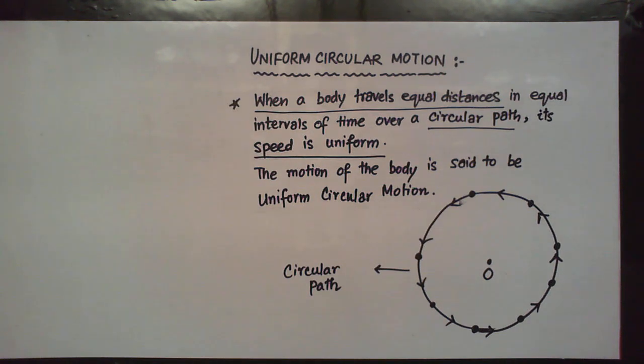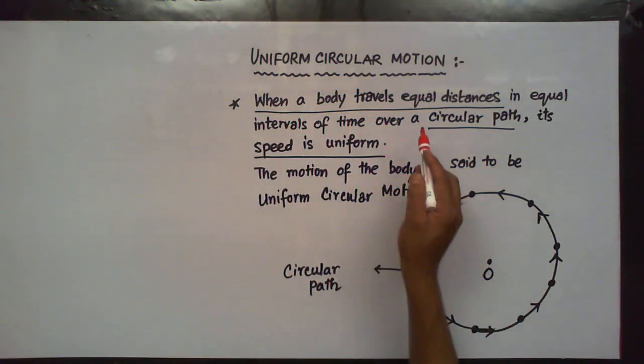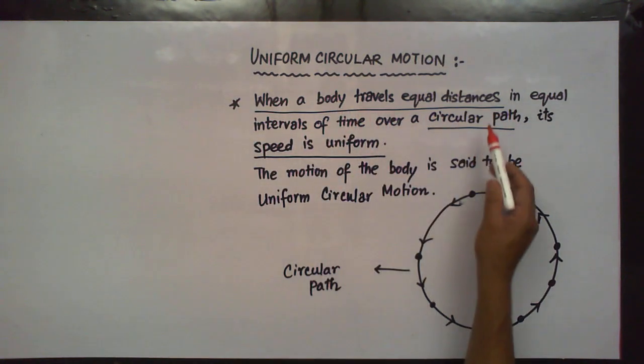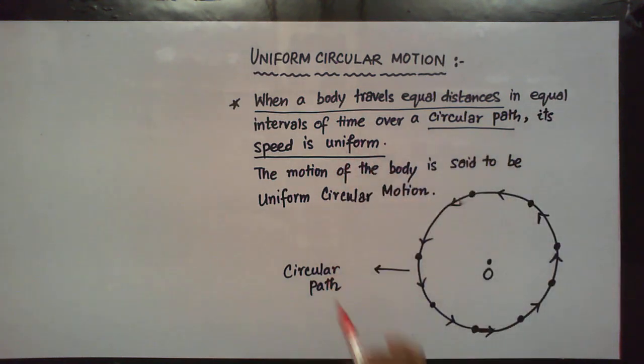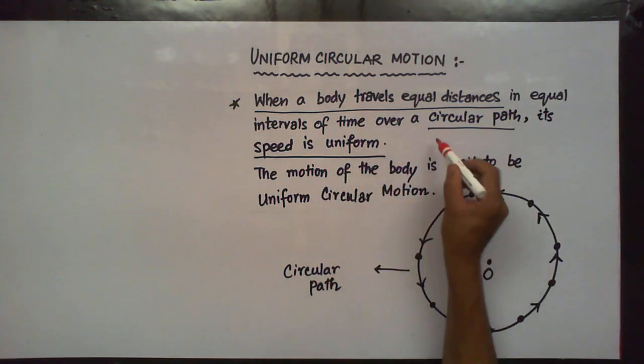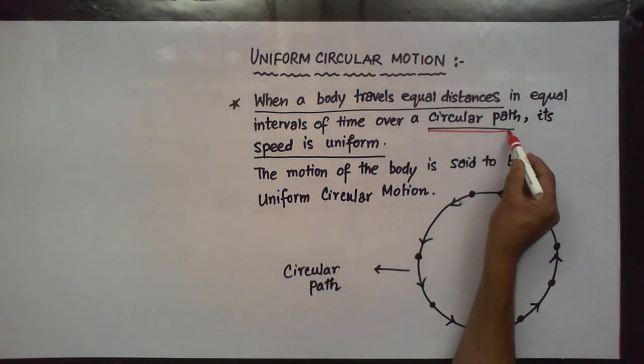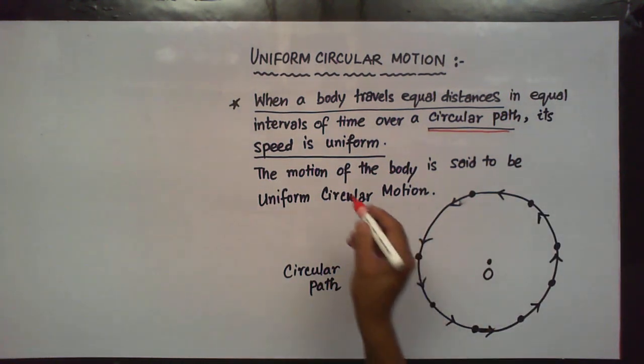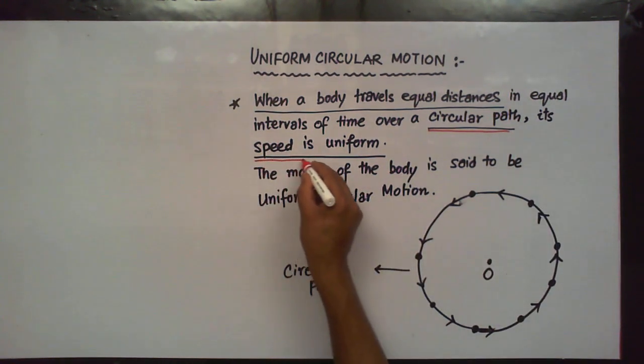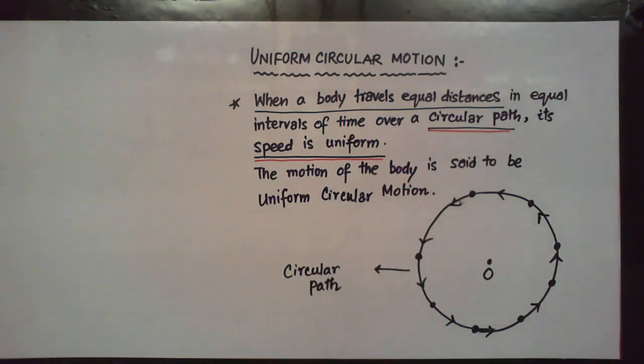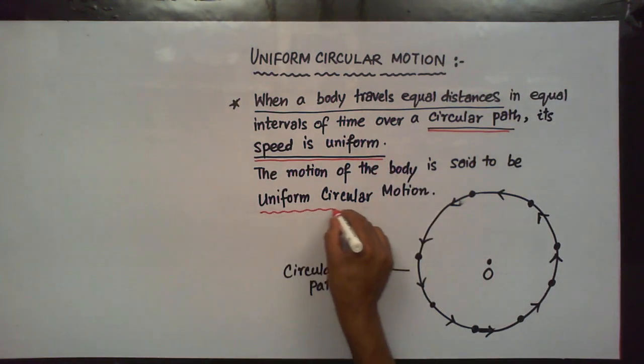What is uniform circular motion? How do we define it? If a body is traveling equal distances in equal intervals of time in a circular path, and the speed of the body is remaining constant or uniform, then we say that the body has got a uniform circular motion.